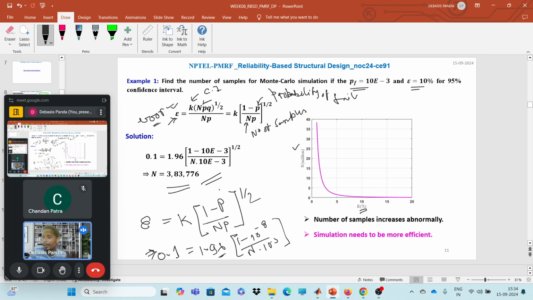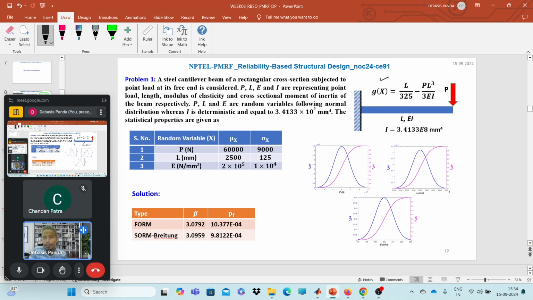Or we can directly go to this equation, and according to our probability of failure, error, and the confidence interval, we can easily find out how many samples we need to get the desired probability of failure, right? Okay, so now let's quickly solve one example.